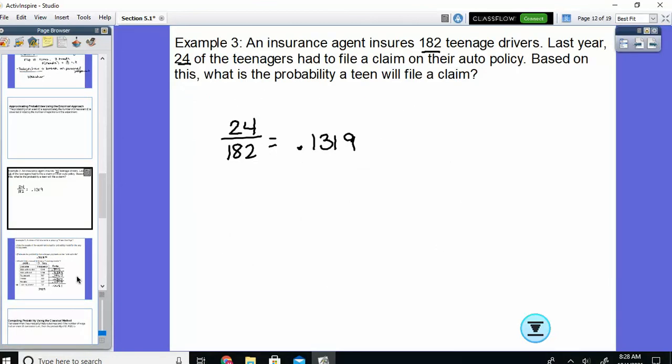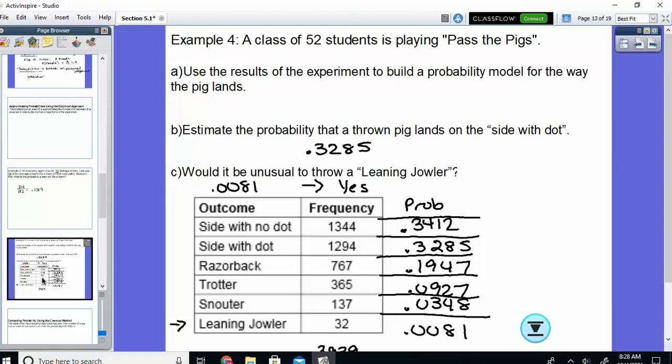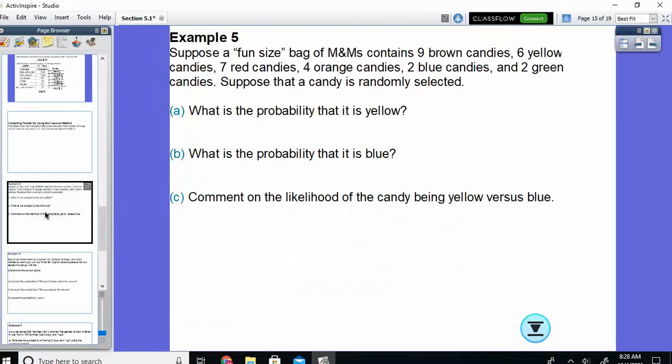Okay, so both of these probabilities that we just got done doing, these are empirical. They are based off the data that we had, the real life data. So when you just take the number of times it happens out of the total number of occurrences, that is your empirical probability. So an example of a classical probability. Let's say we've got this bag of M&Ms. We have 9 brown, 6 yellow, and so on. If I want the probability of getting a yellow.